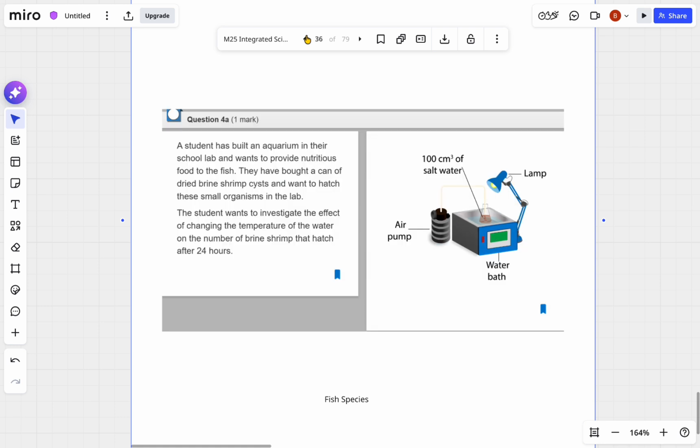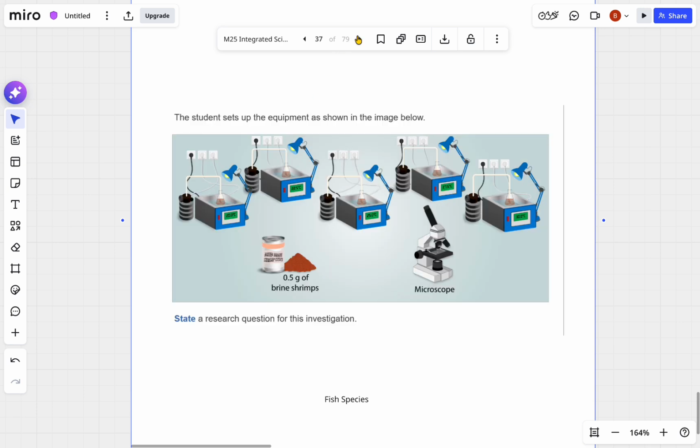So to formulate a research question, let's just look at what the student wants to investigate. They want to investigate the effect of changing the temperature of the water on the number of brine shrimps that hatch after 24 hours. So in a research question, we have to just rephrase this basically. The research question should always start with how, by the way. So we have to write, how can changing the temperature of the water affect the number of brine shrimp that hatch? That is a research question.